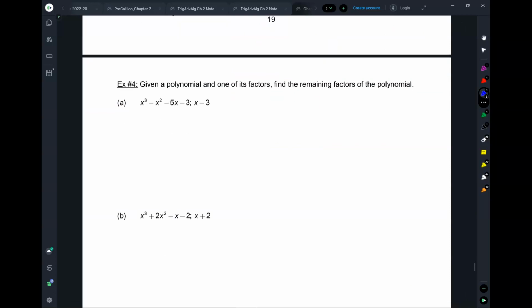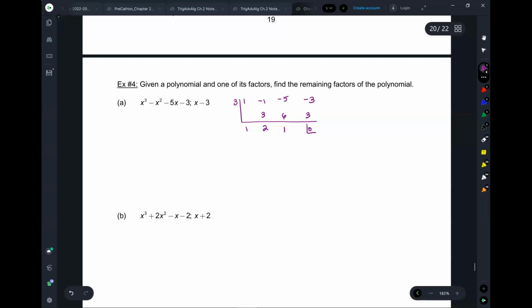All right. Next, we're given one polynomial and one factor. We need to find the other factors. So let's do that. It's the same process. From x minus 3, I get 3. The coefficients of the polynomial are 1, minus 1, minus 5, minus 3, and we're always checking that all the exponents are present. 1, we get 3. 2, we get 6. 1, we get 3. 0, which I expected. So I have x minus 3 already, and from here I get x squared plus 2x plus 1. So the other two are x plus 1 squared.